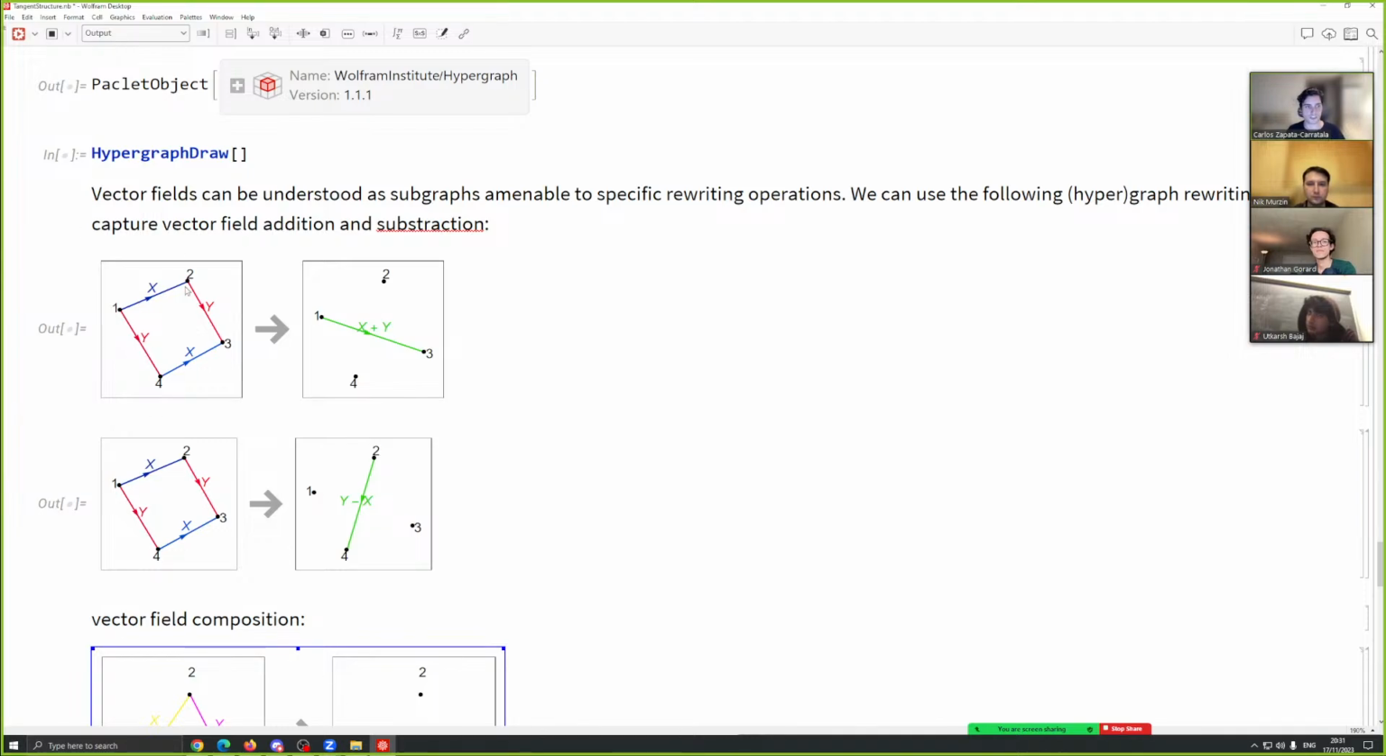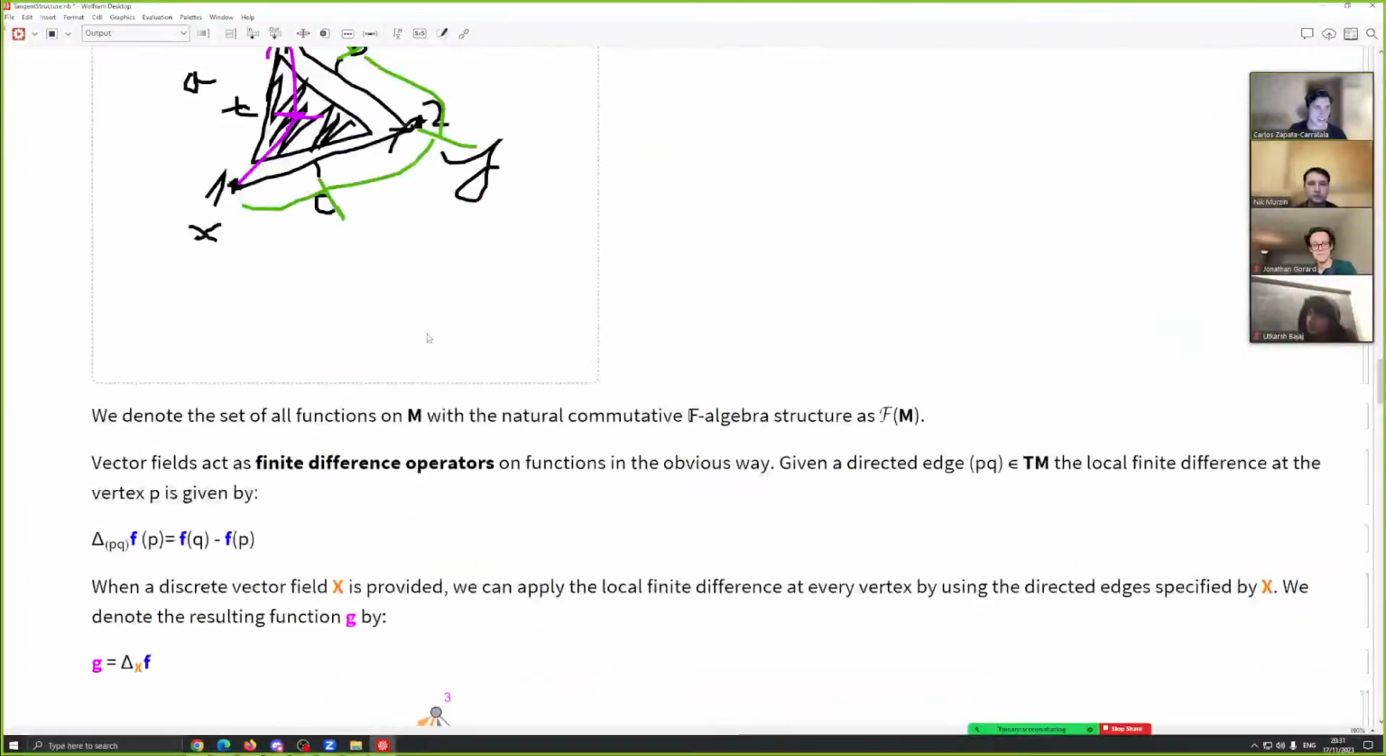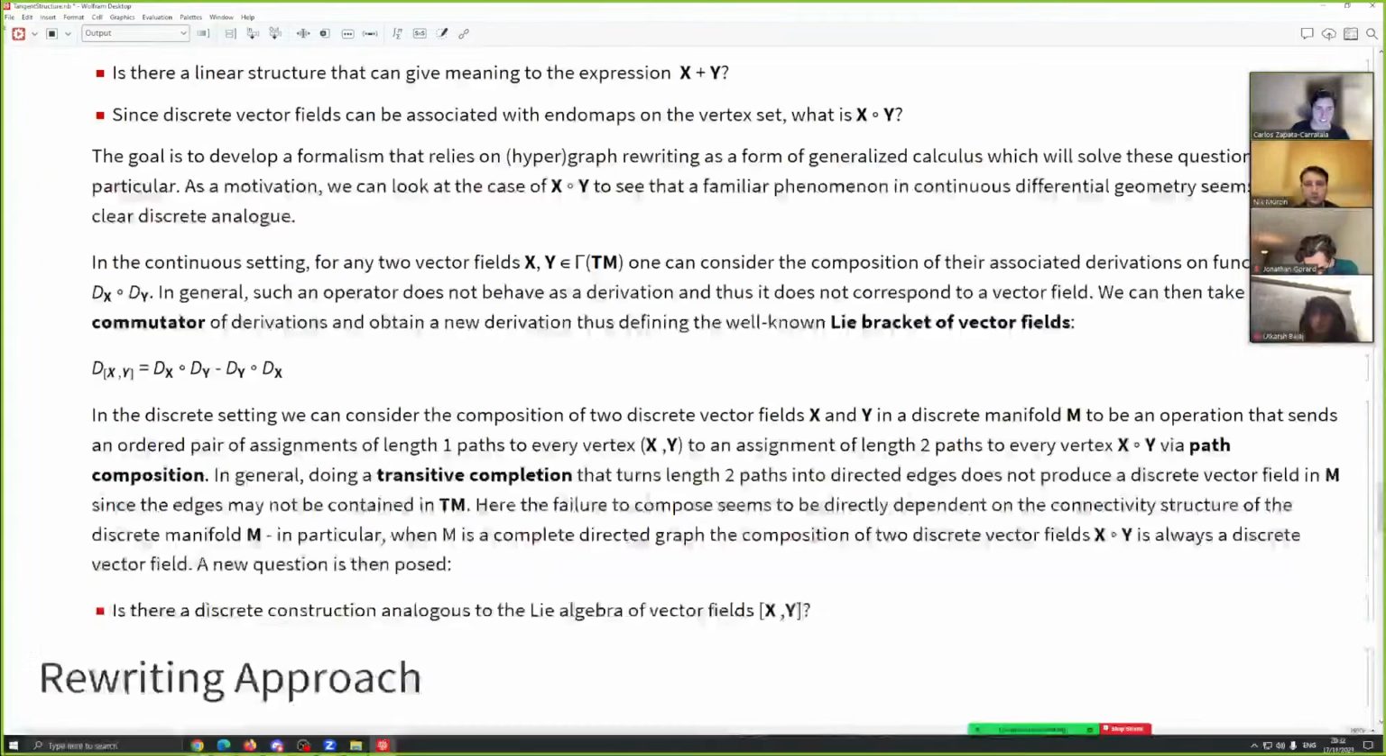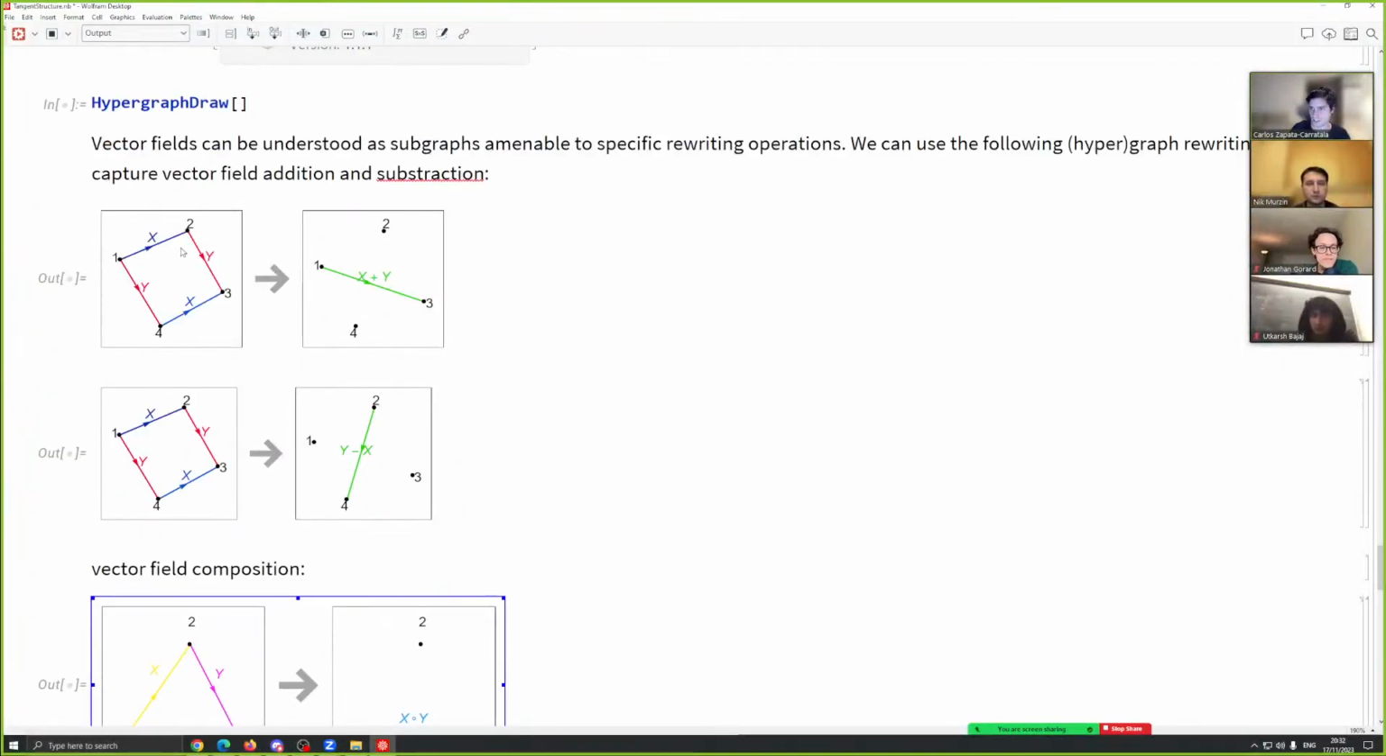So here 1, 2, 3, 4 could be, in whatever diagram I had up here, the edge 1, 2 between 1 and 2, the 1, 2, 3 triangle in the middle. Any of the edges of this hypergraph could be one of the vertices of these rule applications, right?